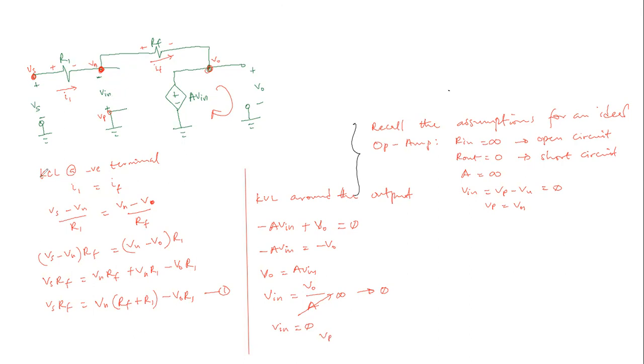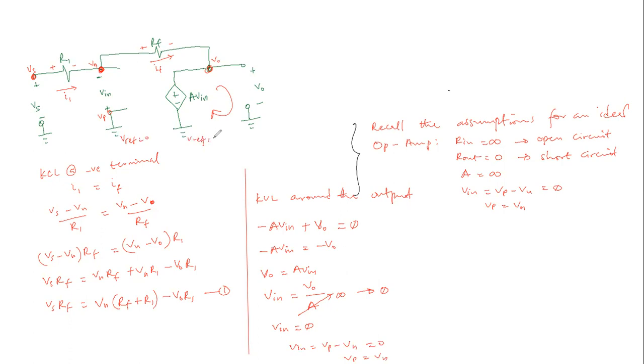So let's write KVL at this node instead for ease of understanding. So KVL at this node, that is V in, is the same as Vp minus Vn. And we already have V in to be 0, it's equal to 0. So it means that Vp is equal to Vn. Okay. And by way of inspection, the reference voltage here, Vref, is equal to 0.